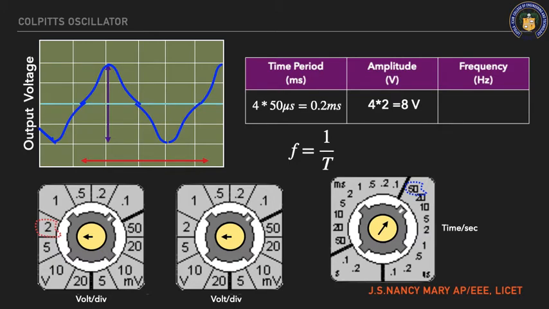If you see the arrow mark, it is pointing towards 50 microseconds. So the frequency becomes 5000 hertz. This is your Colpitts oscillator. It is matching the theoretical frequency.